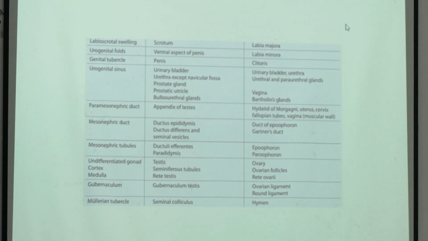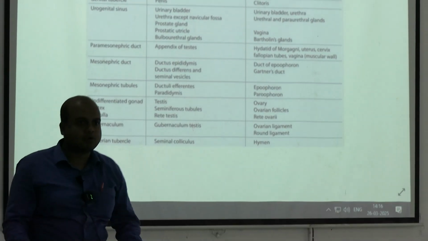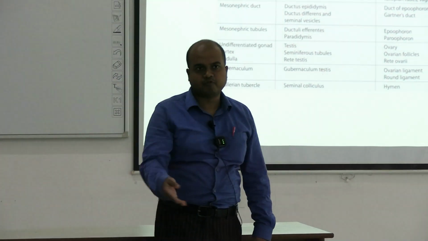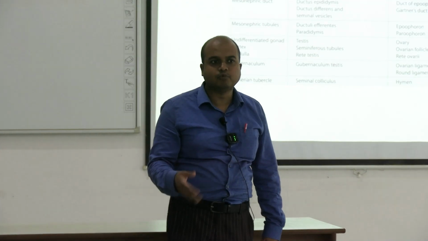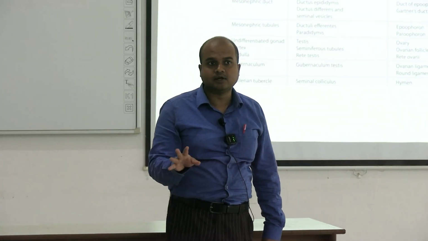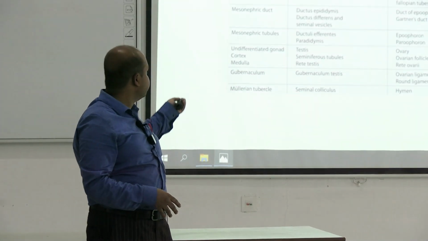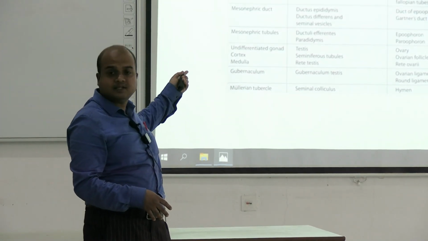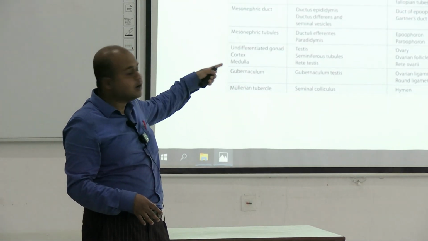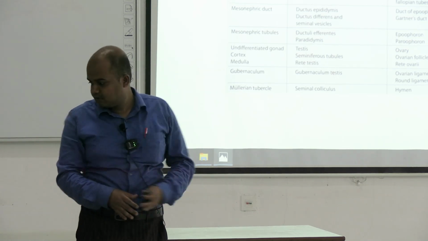This is not to be discussed here; we will discuss in the further classes. Bartholin's glands are glands from which the secretion occurs during sexual intercourse. All these are differentiated from these. So the mesonephric duct will form the epididymis, duct of epididymis in the male, but Gartner's duct, etc. in the females.